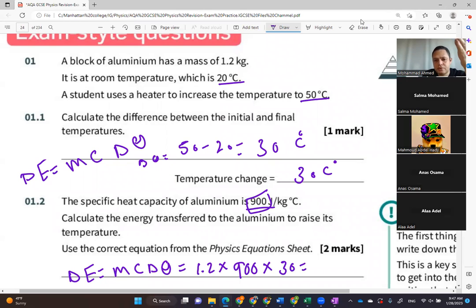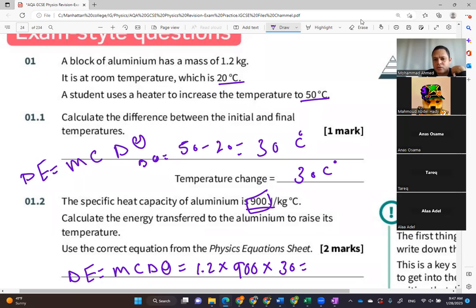Some references use Q. Anas is asking, isn't the heat energy represented by the letter Q instead of E according to the reference? Q or E. At college, I'm using Q.